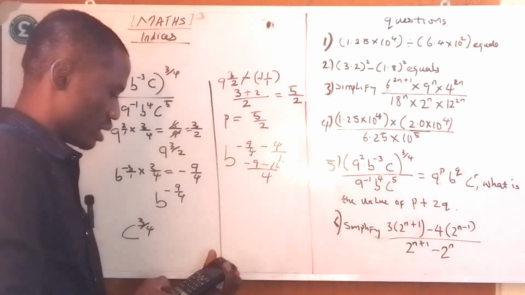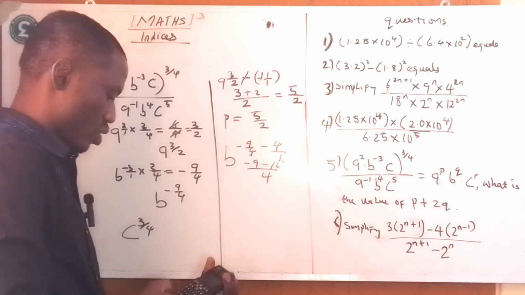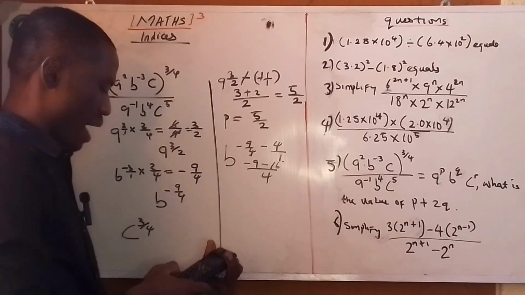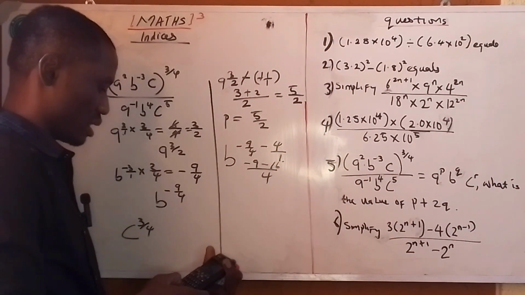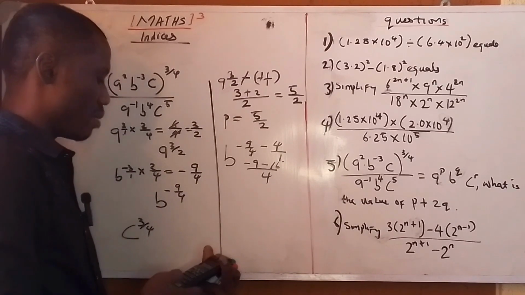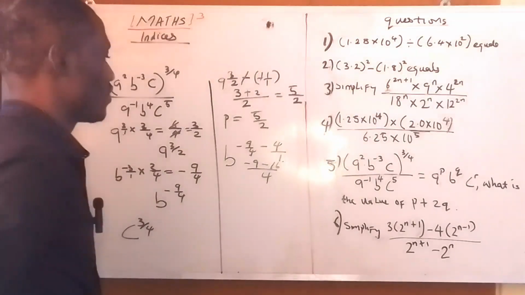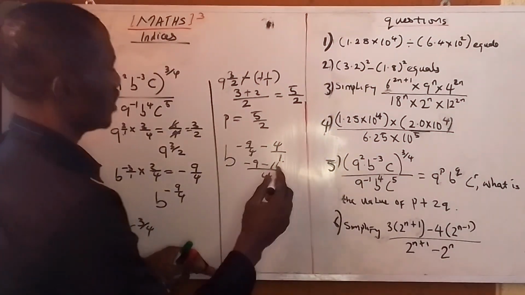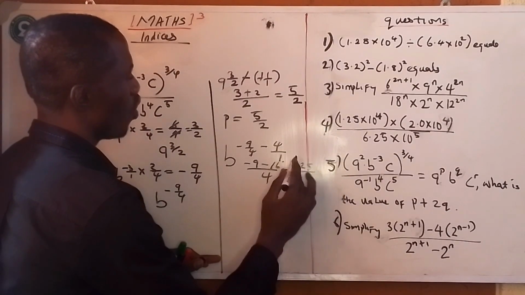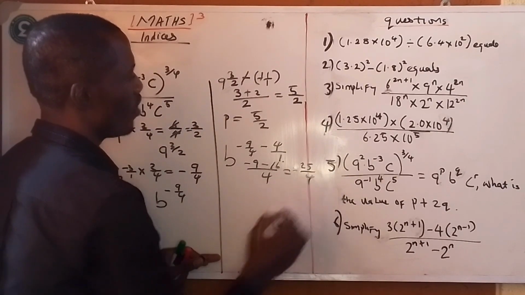Alright, let me still confirm this. 4 times minus 4 is minus 16, correct. Plus minus 9, minus 16. That should be minus 25, but I want to confirm it. Minus 9 minus 16 is minus 25. So I will say that this becomes minus 25 over 4.